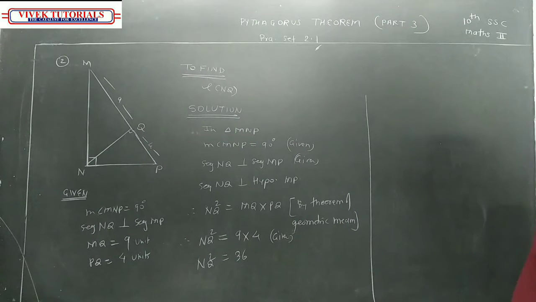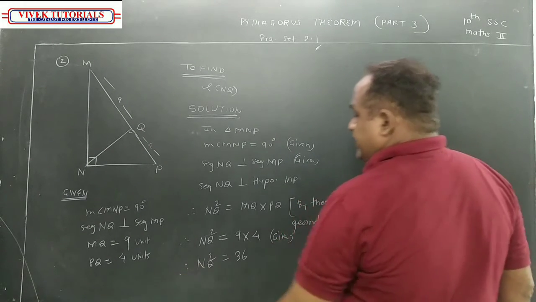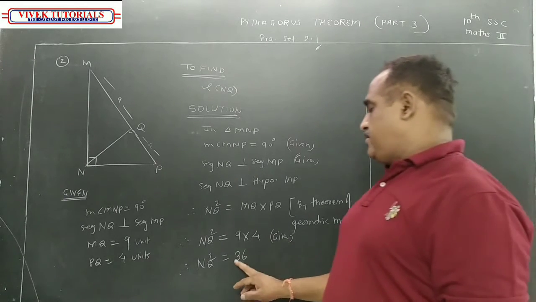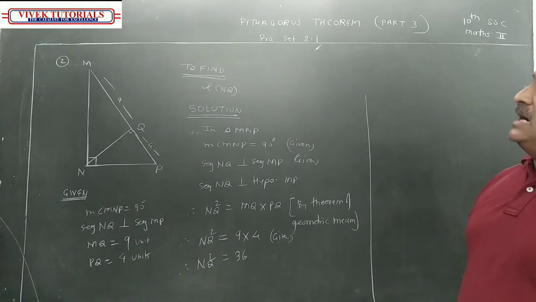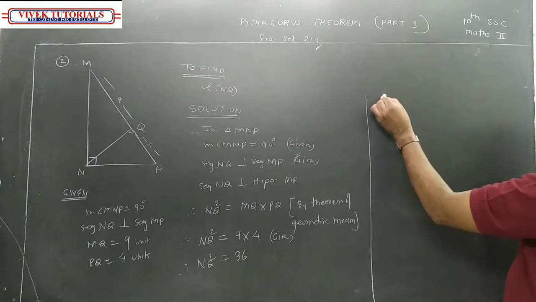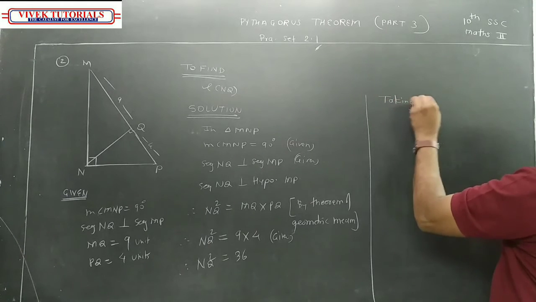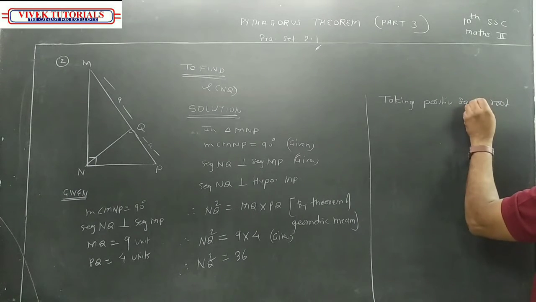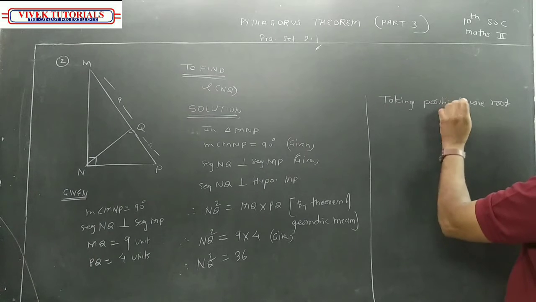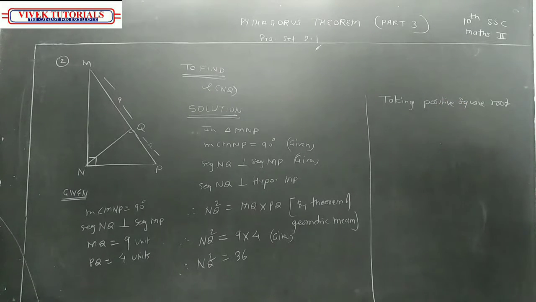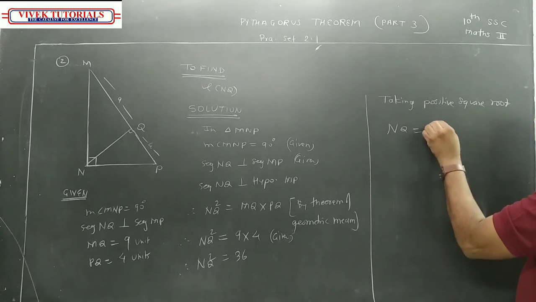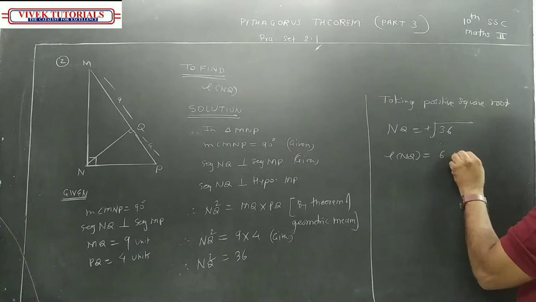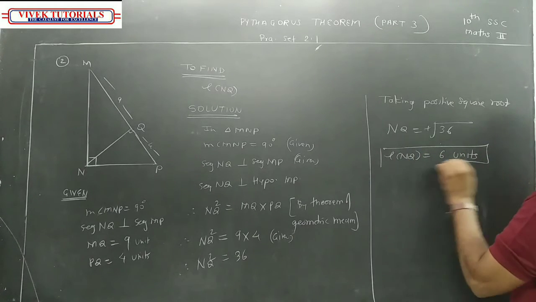This NQ square is there, but in geometry when you are taking square root, it may be positive or negative 6, but length cannot be negative. Therefore we have to write, taking positive square root, what I'll get, NQ is equal to 6. So length NQ is equal to 6 units is the answer.